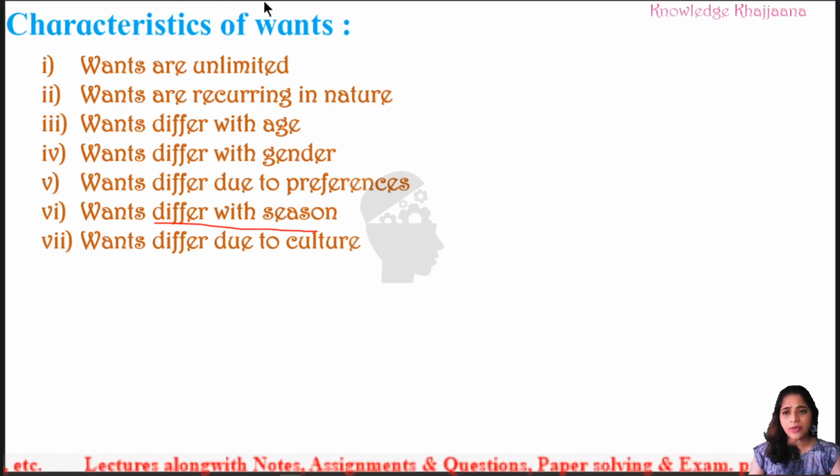So these are the different characteristics of want. What is meant by characteristics? We can say features or specialties of wants. If you ask what the specialty of want is, then these seven are the specialties or features of want, which are called the characteristics of want. Okay, we'll see them one by one.